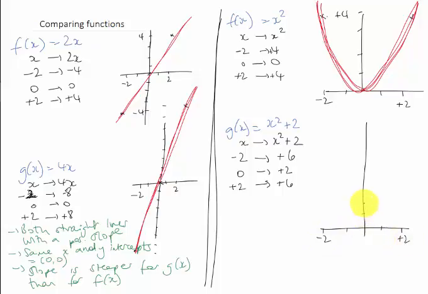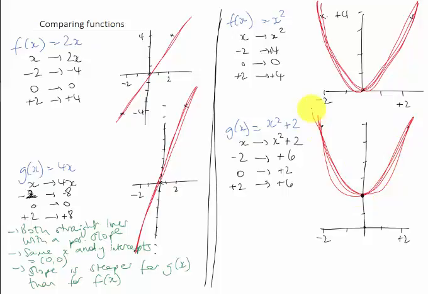So if we draw this one out, oops. Oh, sorry. So this point is wrong. That's my whole point here, so 0 gives us plus 2. So we end up with a function a bit like that.